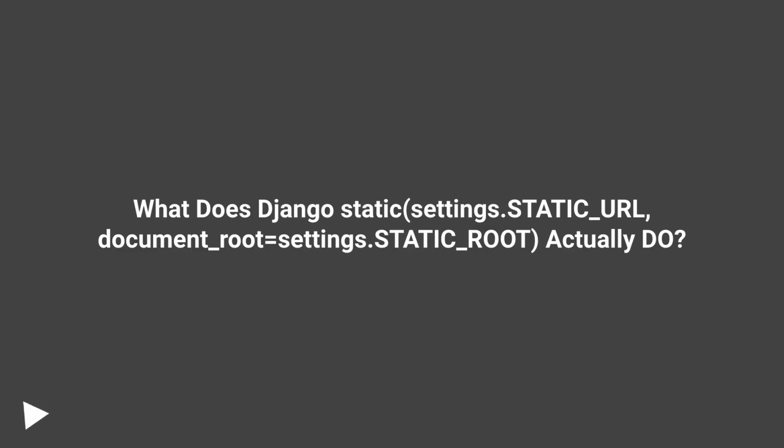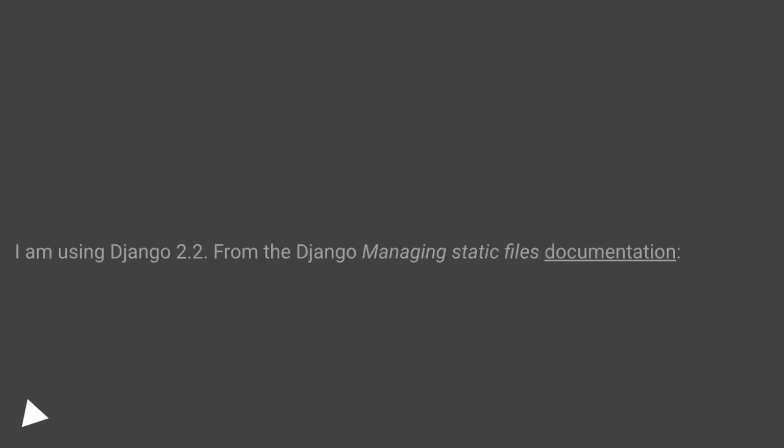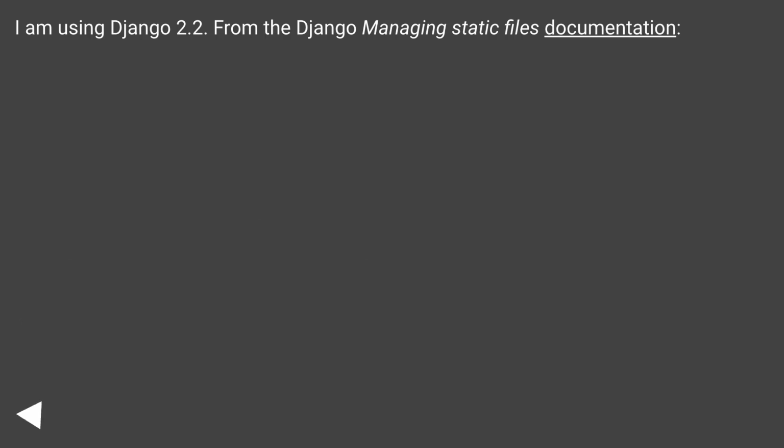What does Django's static(settings.STATIC_URL, document_root=settings.STATIC_ROOT) actually do? I am using Django 2.2, and this is from the Django documentation on Managing Static Files.